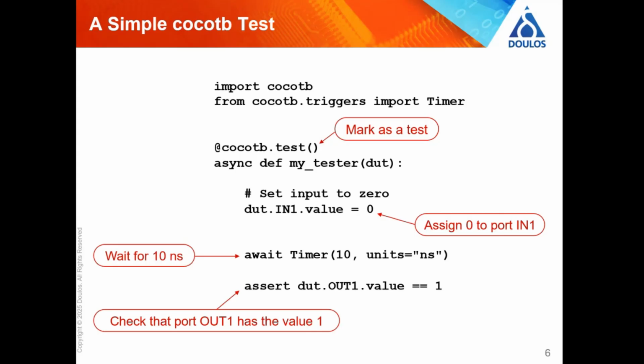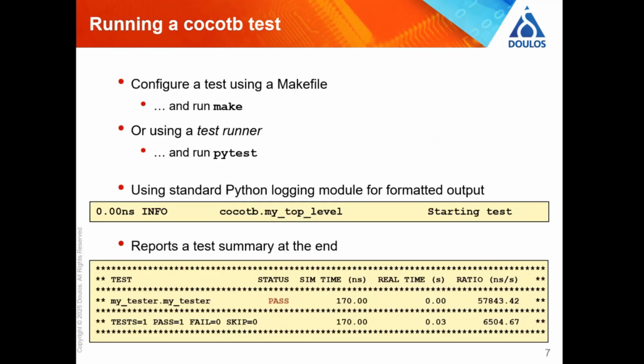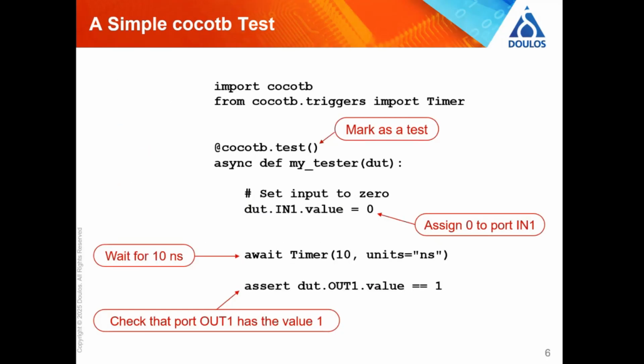So here's a simple Cocotb test. As you can see, it looks like Python code because it is Python code. A couple of things to note. Here we're marking a test. We have a decorator to say what you're actually going to test, and you can have a number of those tests that you run. Every time it sees that decorator, it says, okay, that's a new test I need to run.